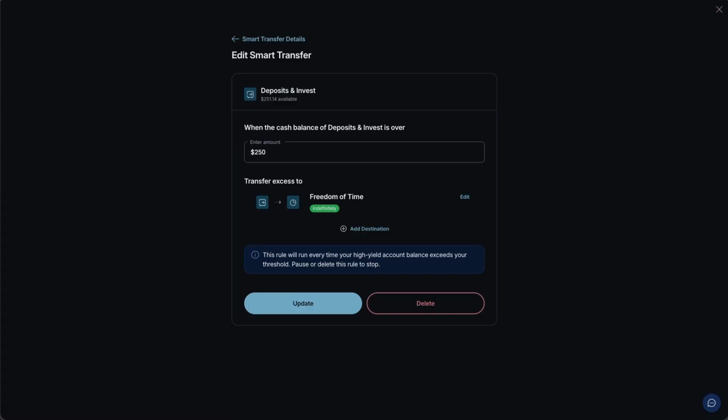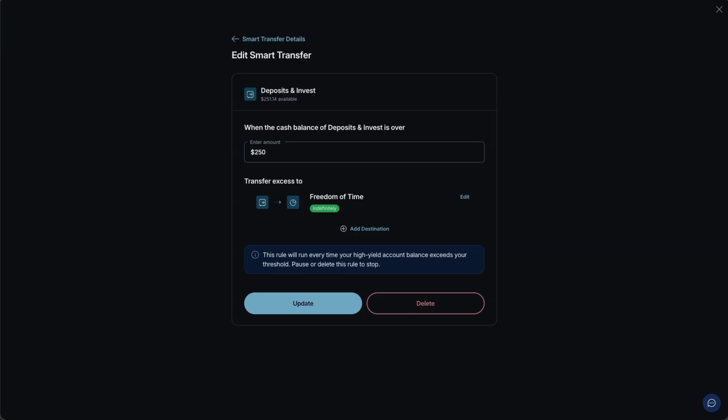Okay, so the first account I call deposits and invest. When my deposits and invest account goes over $250, everything above the threshold automatically sweeps into the Freedom of Time portfolio and it gets fully invested. Why did I pick $250? Right now, that's just a buffer for me to have some money on the side just in case for an emergency. But I just like to have something float in there.